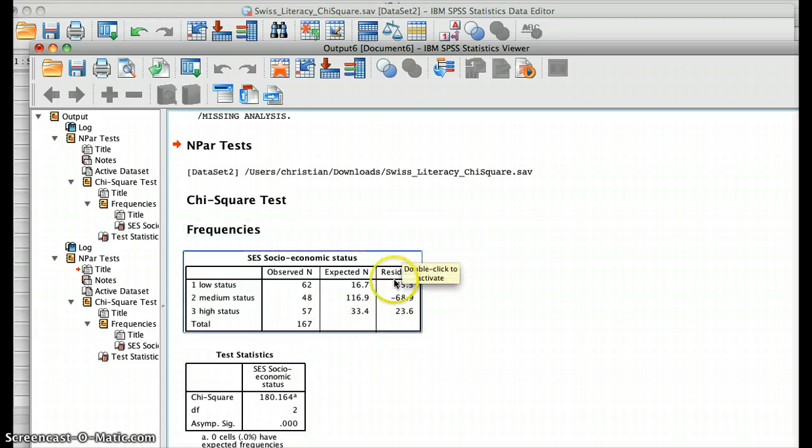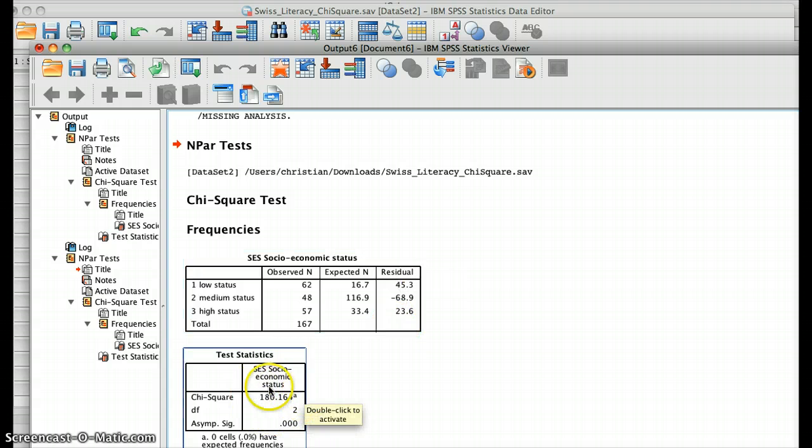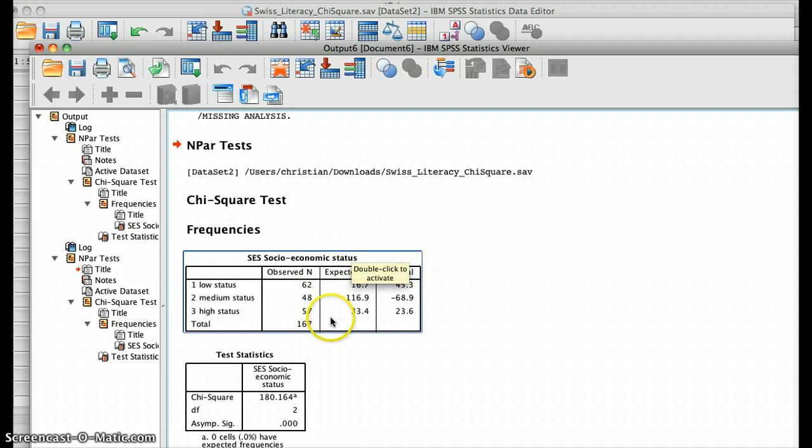If we calculate the chi-square based on these differences, we end up with a huge chi-square, 180. Again, same degrees of freedom. And now this 180 is highly significant. So we would conclude here that what we observed and what we expected, there's a significant difference between these two.